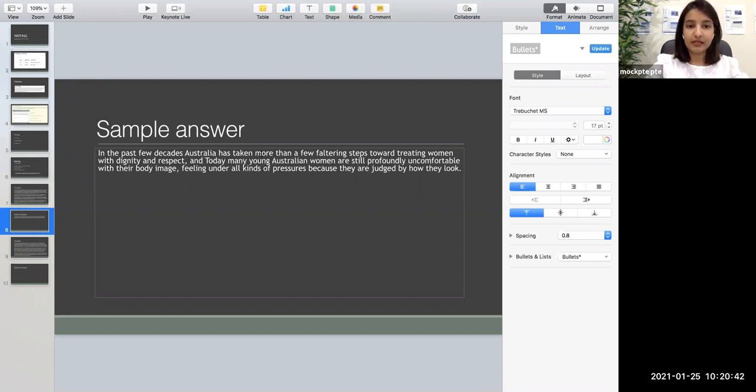Yeah. So let me read the sentence. In the past few decades, Australia has taken more than a few faltering steps toward treating women with dignity and respect, and today, many young Australian women are still profoundly uncomfortable with their body image, feeling under all kinds of pressures because they are judged by how they look. Okay. If you look at this answer, there is one more mistake, which is a grammatical mistake.